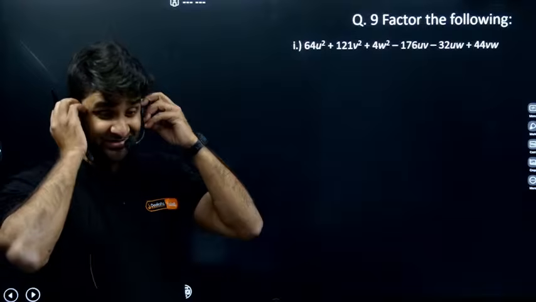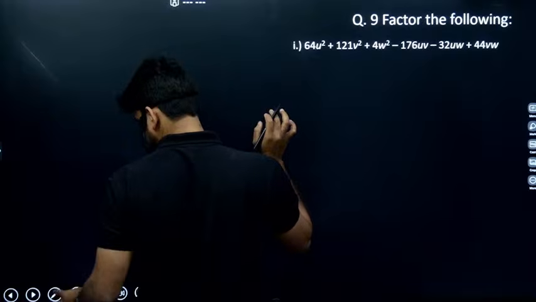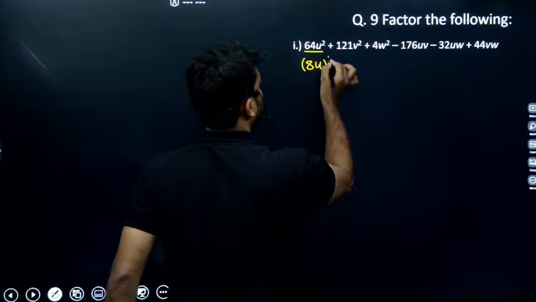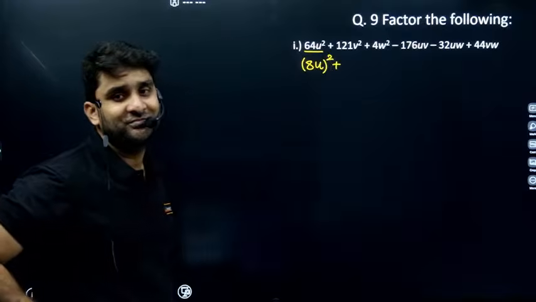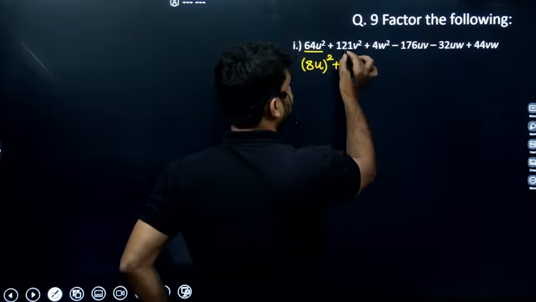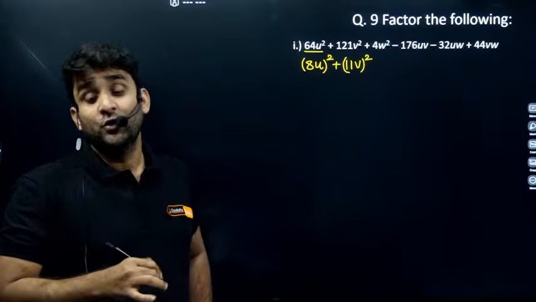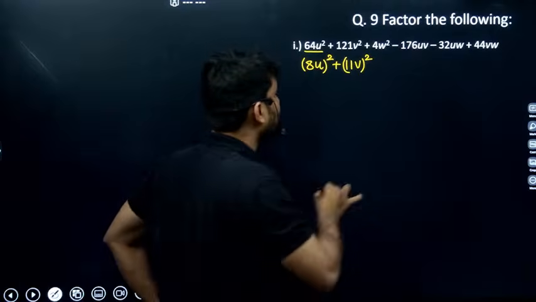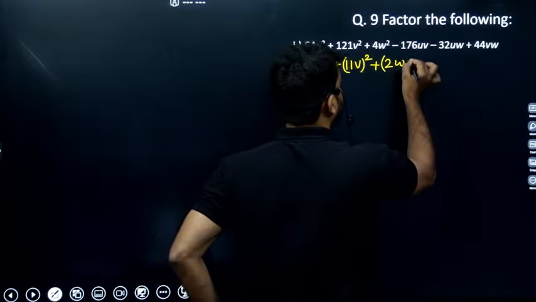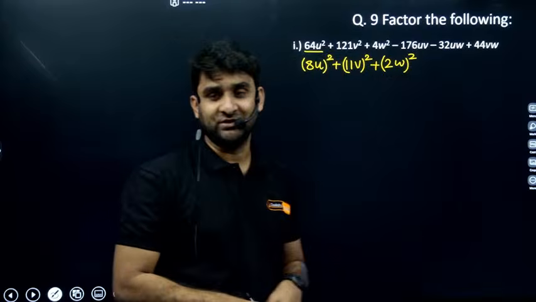64u square, what can we write? 64u square can be written as, listen everyone, magic: (8u) square. Clear? 8 square is 64, and u square. 121 can be written as (11v) square, because 121 is the square of 11. 4w square can be written as (2w) square. But one thing is very twisting. Please focus on these last three terms.